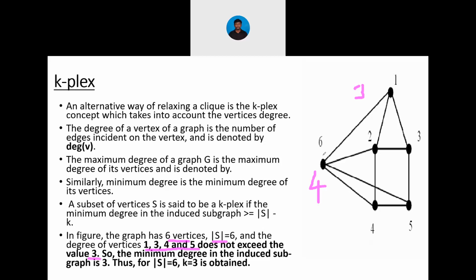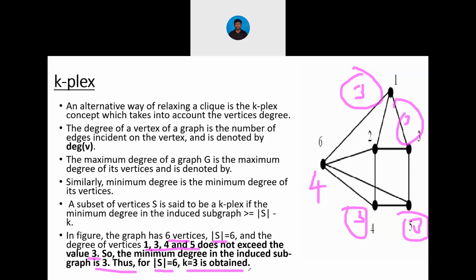Right? For a particular node 1, the degree is 3. For the third node, the degree is 3. For the fourth node, the degree is 3. Fifth node, the degree is 3. It does not exceed 3. So the minimum degree in the induced subgraph is actually 3. Hence I am concluding that the minimum degree in the induced subgraph is 3. Thus, for a graph which consists of node 6, k equal to 3 is obtained. This is actually called a K-plex.